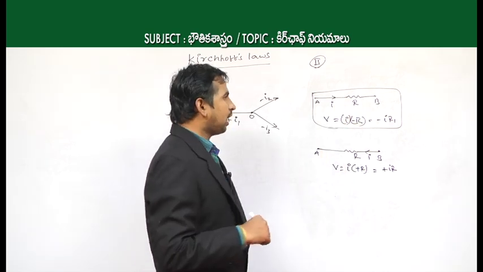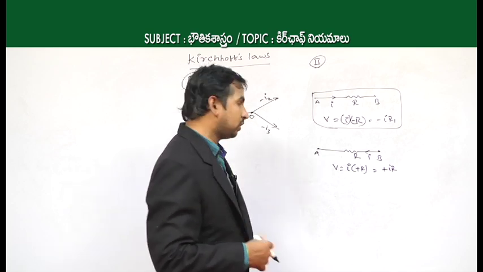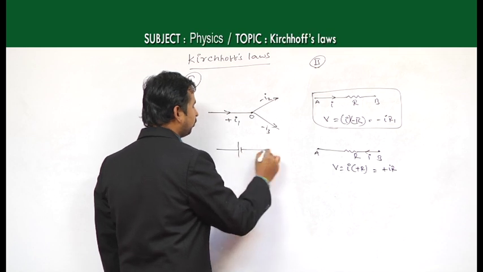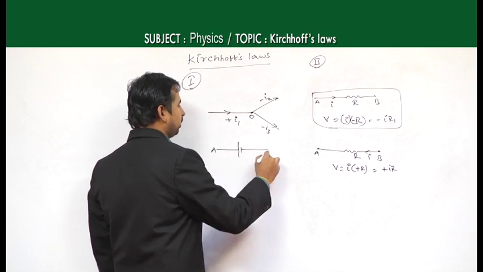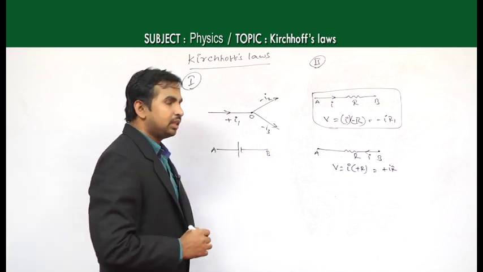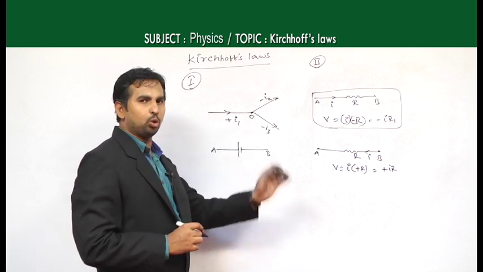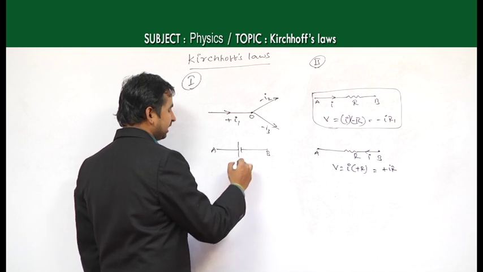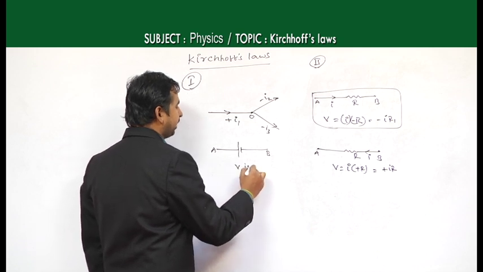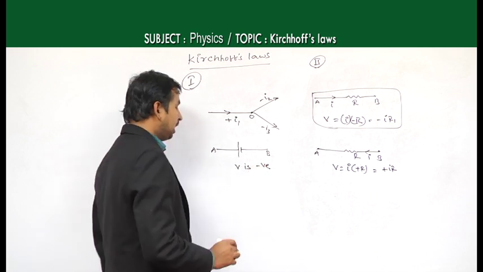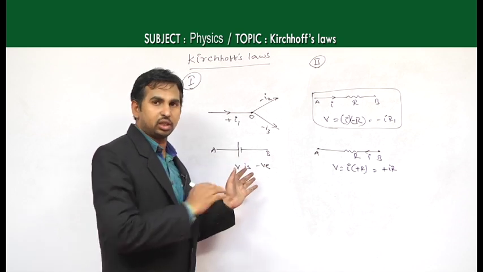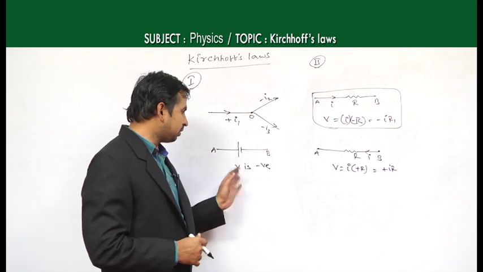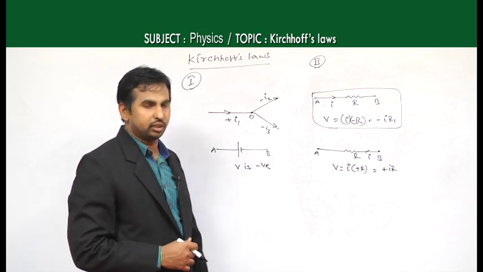Suppose a voltage source is present across the path. How do we take that voltage? If you are going from A to B and a voltage source is there, going from high potential to low potential, then V is taken as negative, because we are starting from a high potential region and moving towards the low potential region. So, that is why we take V as negative.